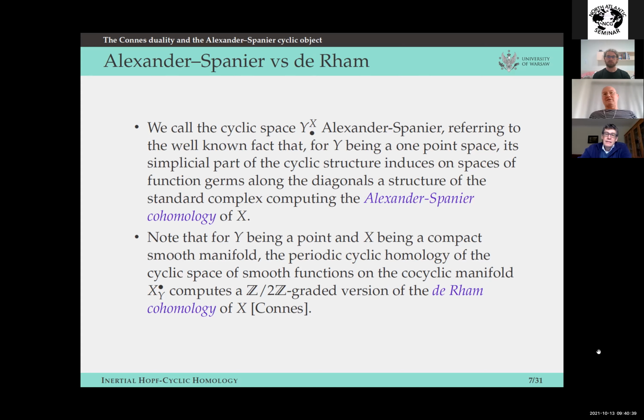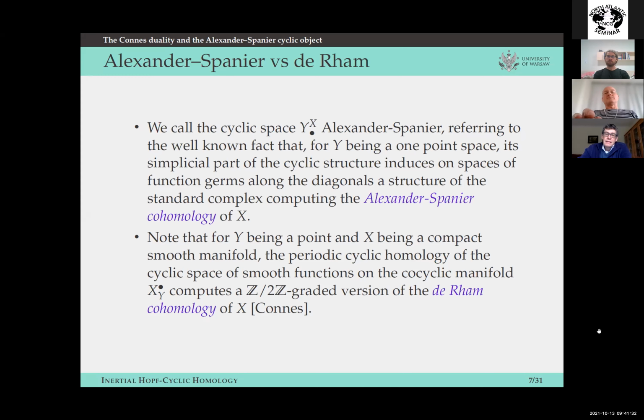I would like to understand that if I have the complex computing periodic cyclic cohomology, periodic cyclic homology of the algebra of smooth functions, and then I apply the Connes duality, and next we localize to diagonals and take only this cosimplicial structure, this computes the Alexander-Spanier cohomology, which for good spaces is the same as usual cohomology. So the de Rham cohomology can be computed from two models which are related by the Connes duality.